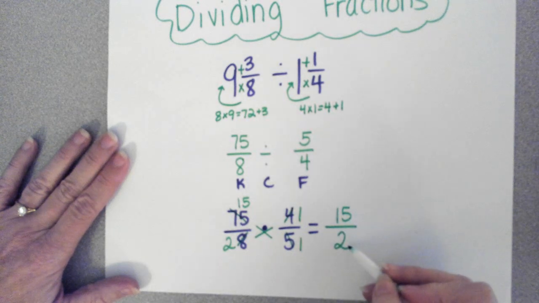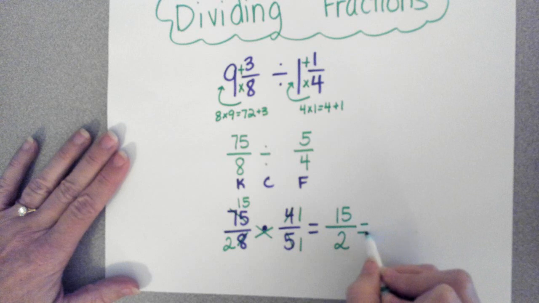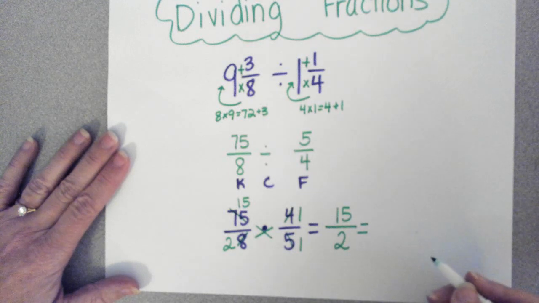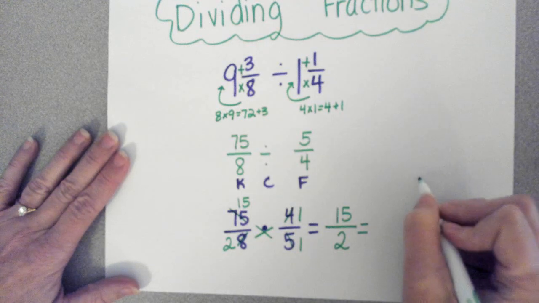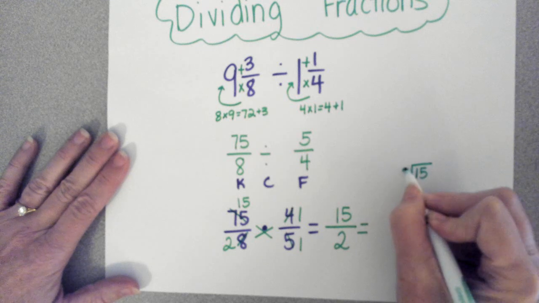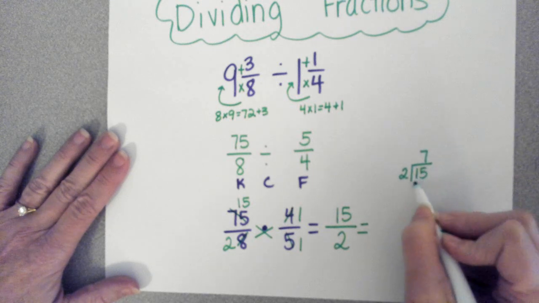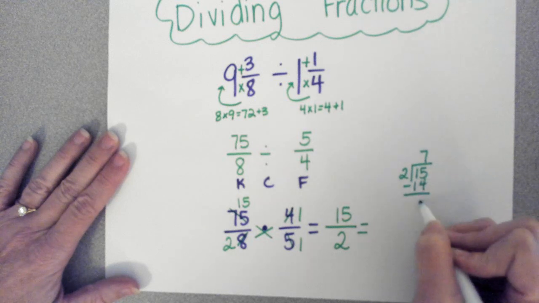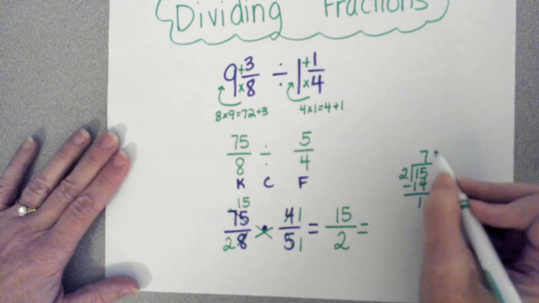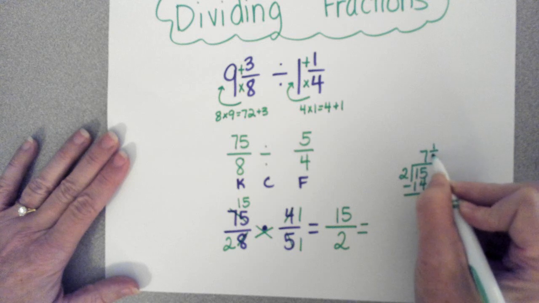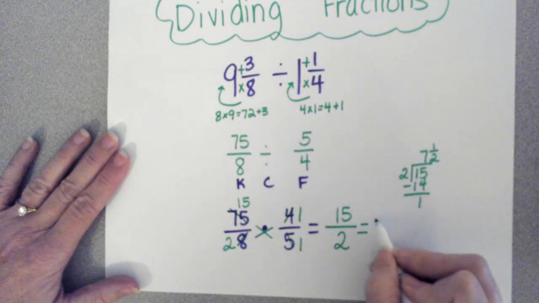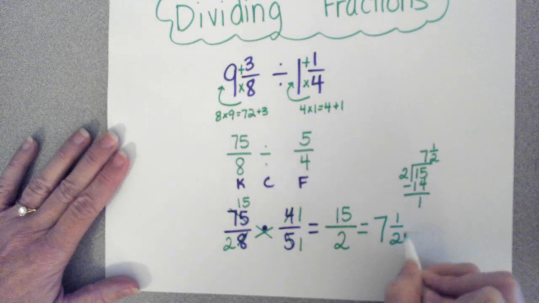It is an improper fraction, so with all improper fractions, I need to change them to a mixed number. To do that, I would divide 15 divided by 2. 2 goes into 15 7 times. 7 times 2 is 14, and I have a remainder of 1. Therefore, that is 7 1/2. So 15 halves is equal to 7 1/2.